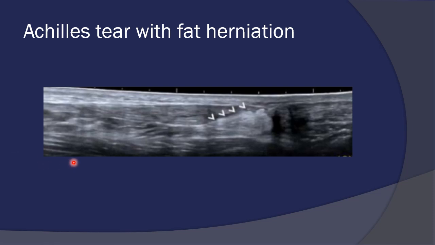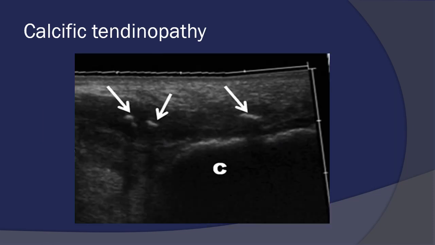Well, this is an example of herniated fat at site of the tear. Notice here the echogenic fat insinuated between the retracted fibers of the torn tendon. Here is another example of a calcific tendinopathy with the calcific foci scattered along the course of the tendon.